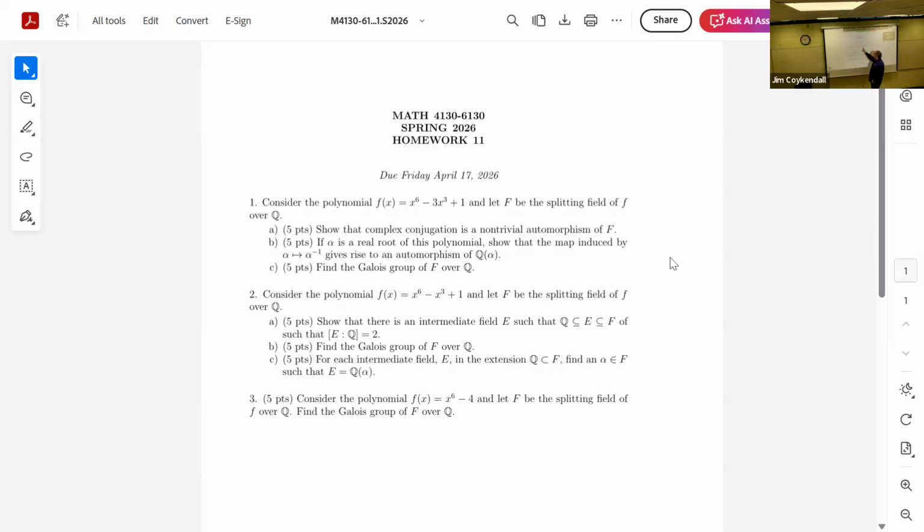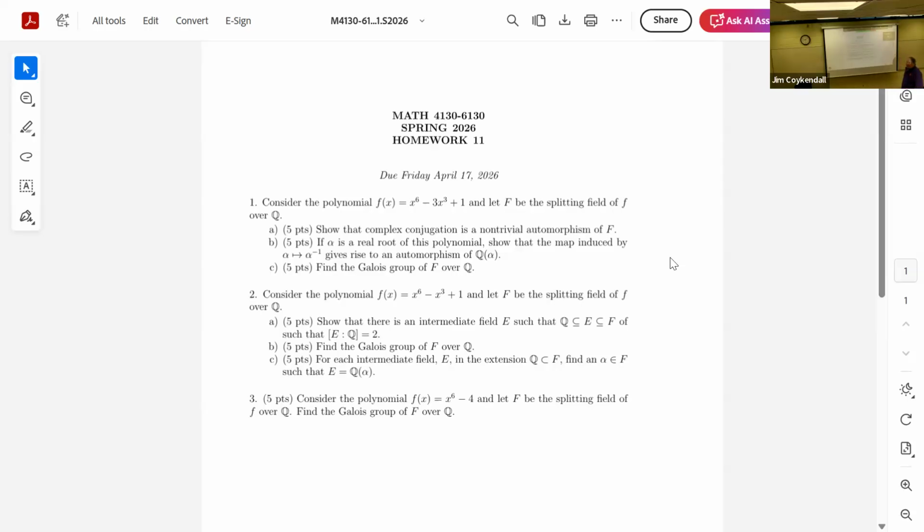That actually shouldn't be too hard. Show that if alpha is a real root, actually I don't have to say real there, but it has some pizzazz to it. If alpha is a real root of this polynomial, show the map induced by alpha goes to alpha inverse gives rise to an automorphism of Q adjoin alpha. Notice this is a subfield of F. I don't claim it's the whole thing. And finally, find the Galois group of F over Q.